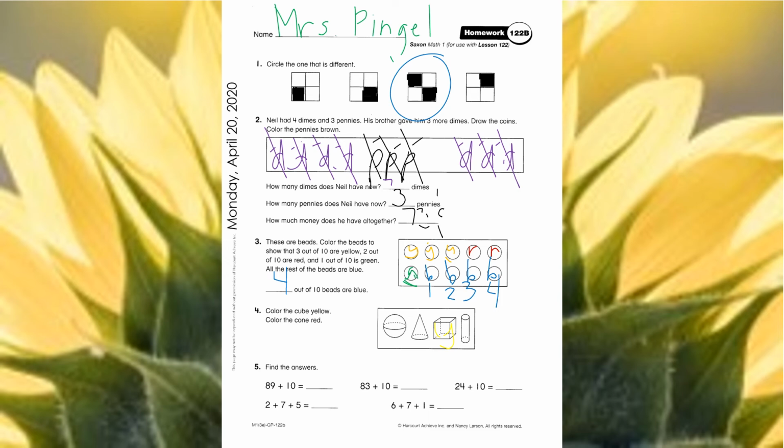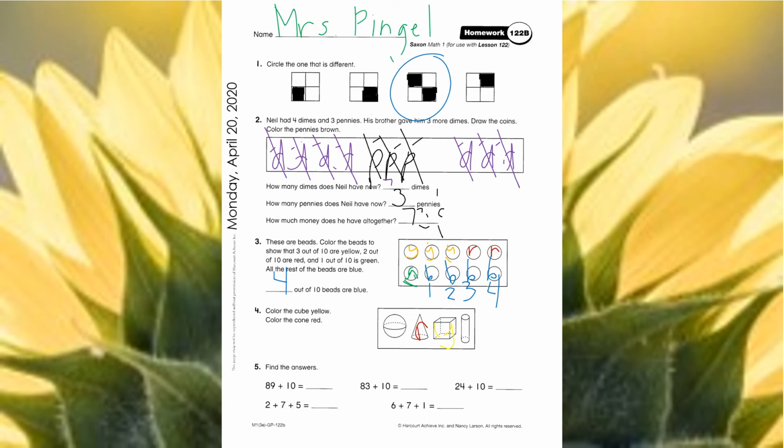Color the cone red. A cone kind of looks like an ice cream cone, or maybe like a party hat. It has a circle bottom and a round pointy top. The second shape looks like a cone to me, so I'm going to label it R for red. Now you may also color it with crayon or marker if you would like as well.